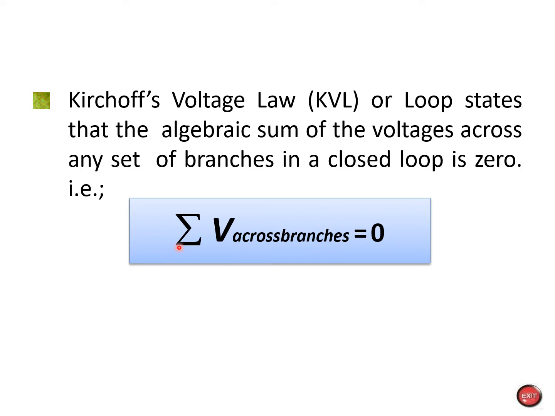Here the symbol sigma denotes the sum of all the voltages. V is written. This is the symbol of sigma, which you have learnt already in maths. So this symbol denotes that it is a sum of V, that is voltages, across any number of branches in a circuit, and it is equal to 0. So what does Kirchhoff's voltage law say? It states that in any closed loop, the algebraic sum of the voltages is equal to 0. Let's see what it is.